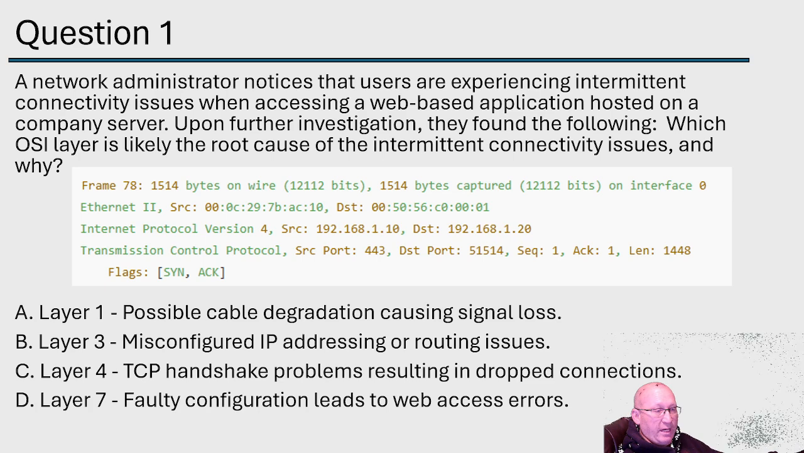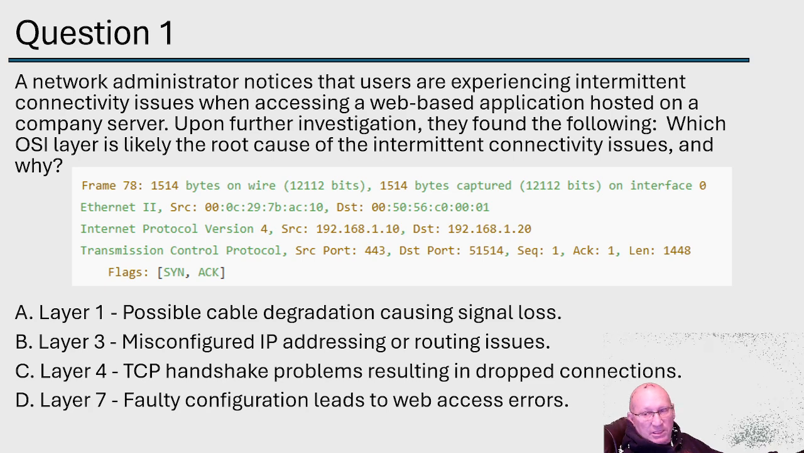which leaves us with layer 4 and layer 7 as our probable culprits. So I'll give you a minute on this one. If you guessed layer 1 or 3, those are incorrect. It's going to be layer 4 or layer 7, so C or D. I'll give you a second to figure that one out, and then we're going to dive into it.